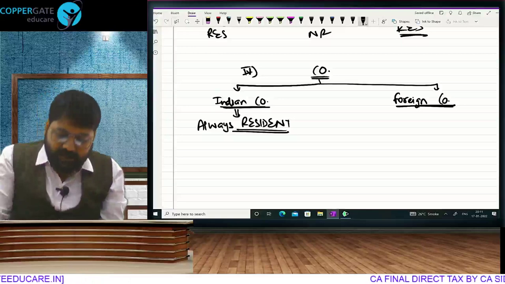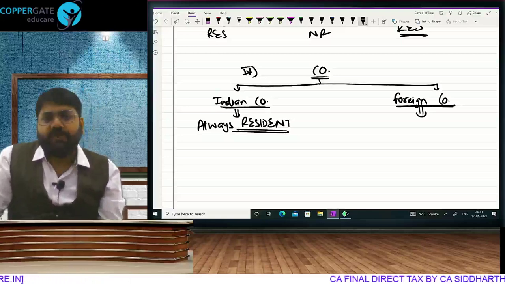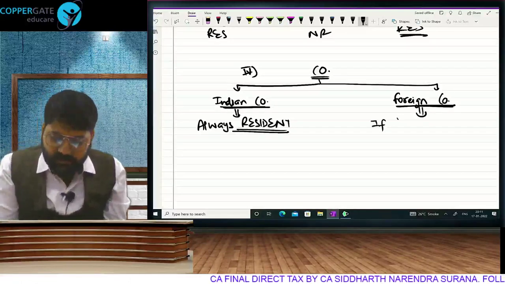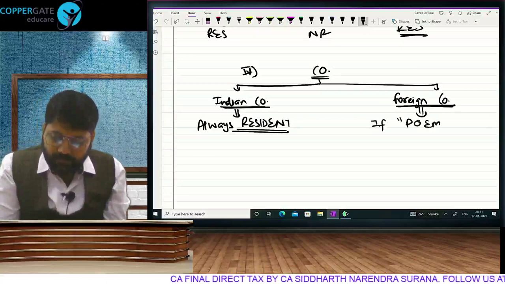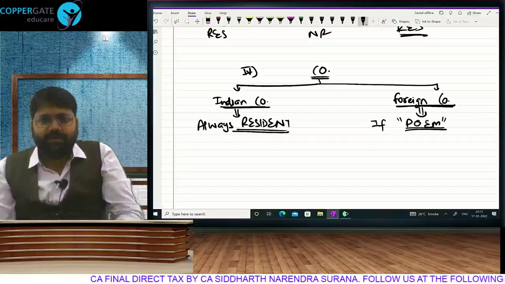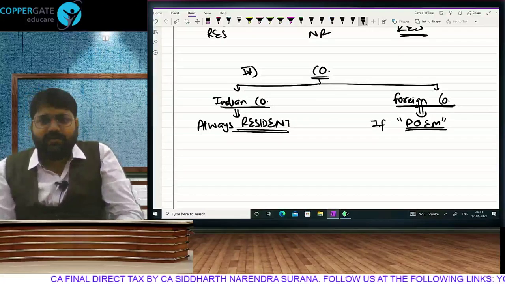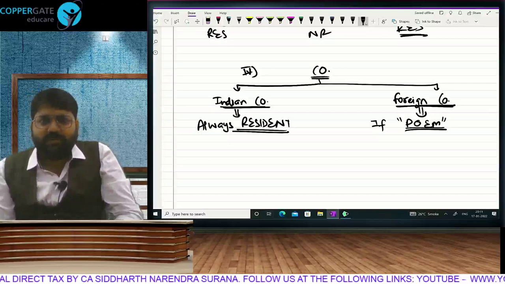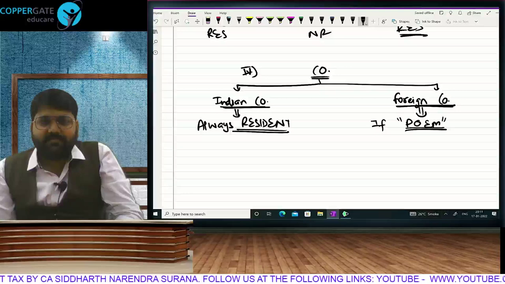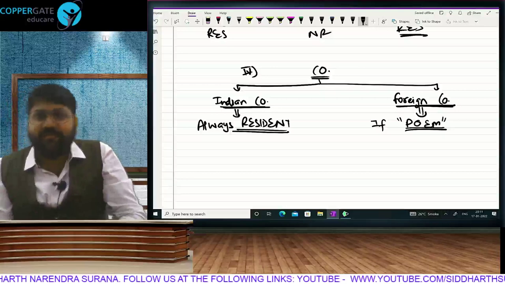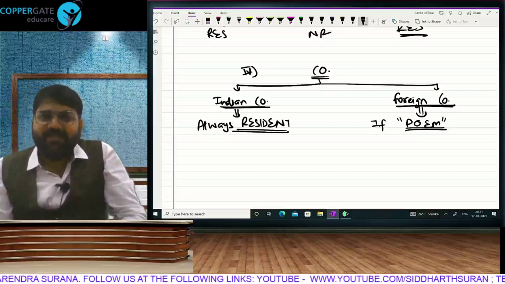Yes. And as far as foreign company is concerned, foreign company means where is it incorporated? Outside India. If it's poetry. What is poem called in Malayalam? Poetry? Acha, it is called Kavita. In Hindi also it is called Kavita. See, life is so simple. It is called Kavita.